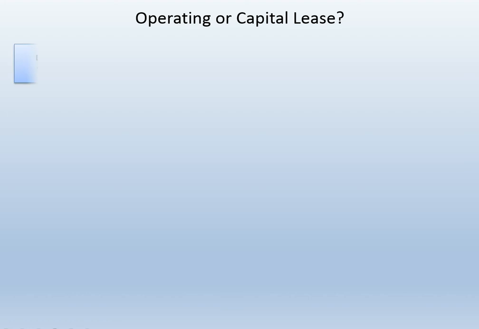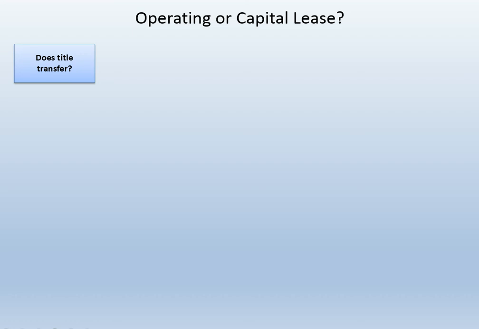So the first criteria that we look at is, does title transfer? So we have an owner of an asset, that's the lessor, and we have someone or an entity who is going to be making use of the asset, that's the lessee. The owner holds title to the asset. If title is going to transfer at any point during the lease, then we would answer yes to this question.